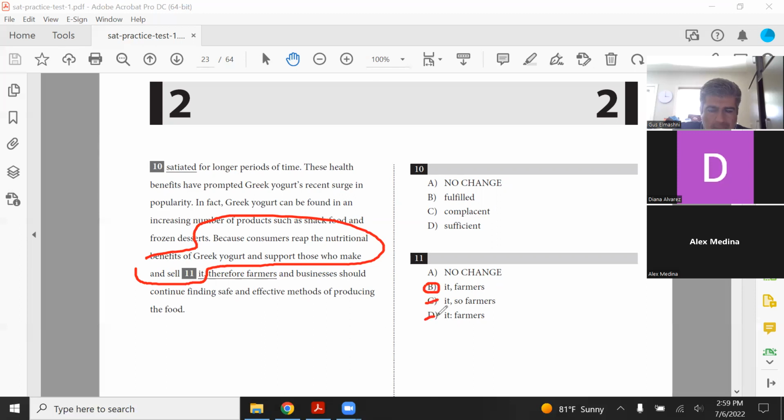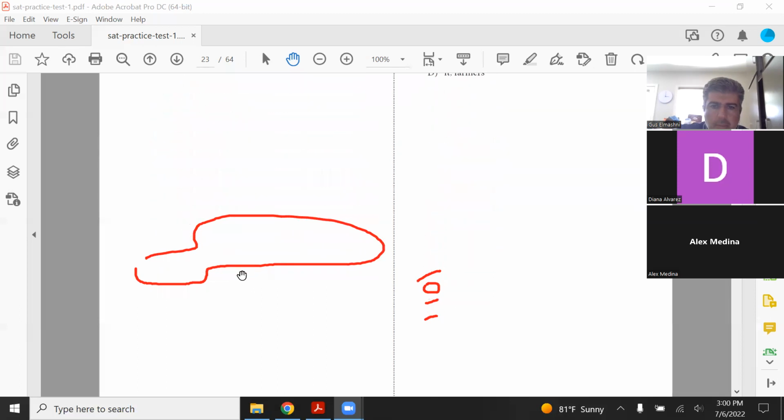C is kind of awkward. I wouldn't really say D. A colon's usually used to list things after you make a statement or to elaborate on the previous statement, but yeah, with the word because, I don't think you really need the colon, and the comma's fine. Because blah, blah, blah, and then farmers and business should continue. So I'll go B. Okay.